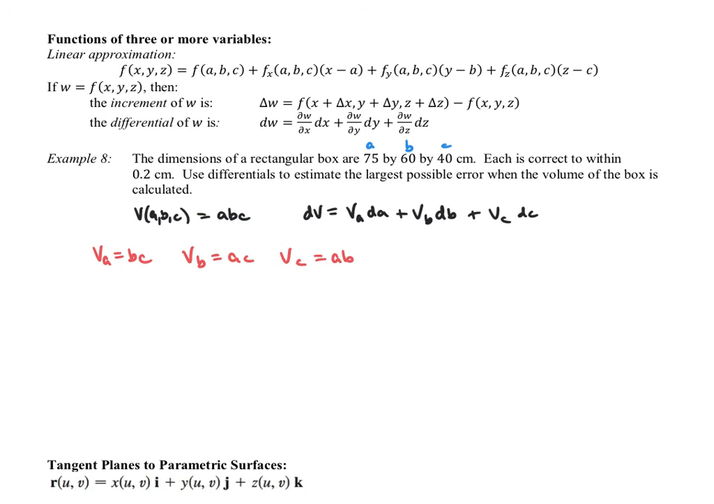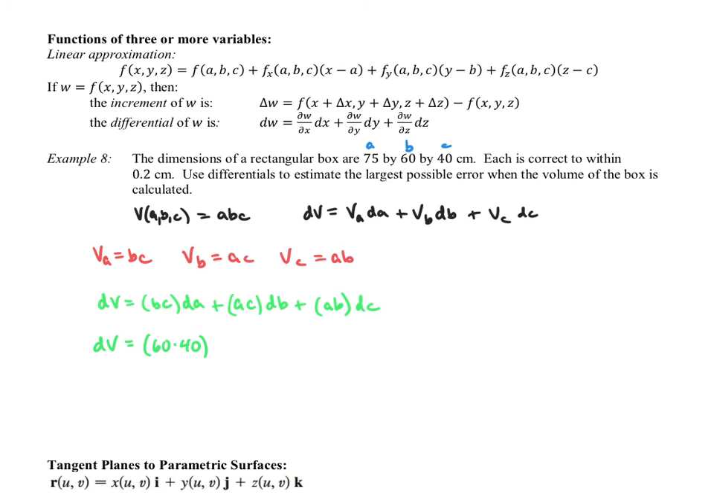And then what we're going to do is set up our formula. So let's go ahead and write down dV, which is going to be BC times dA plus AC times dB plus AB times dC. So lots of different pieces there. Let's go ahead and plug in all of our values. So we have B and C. So B is 60 and C is 40. dA is 0.2.